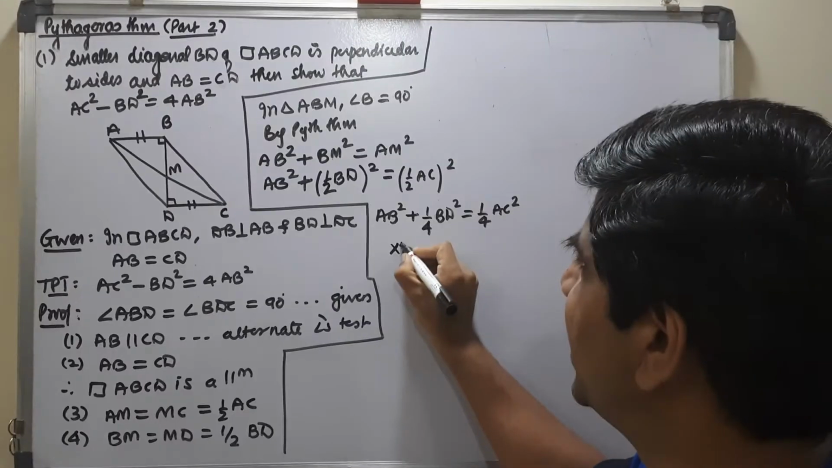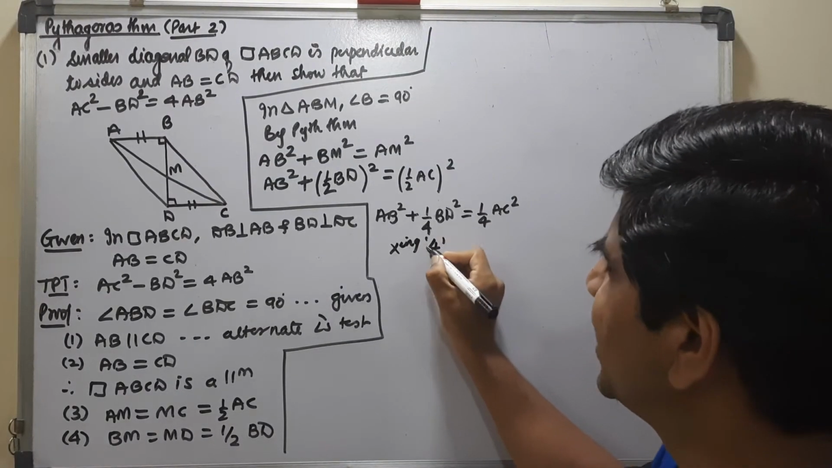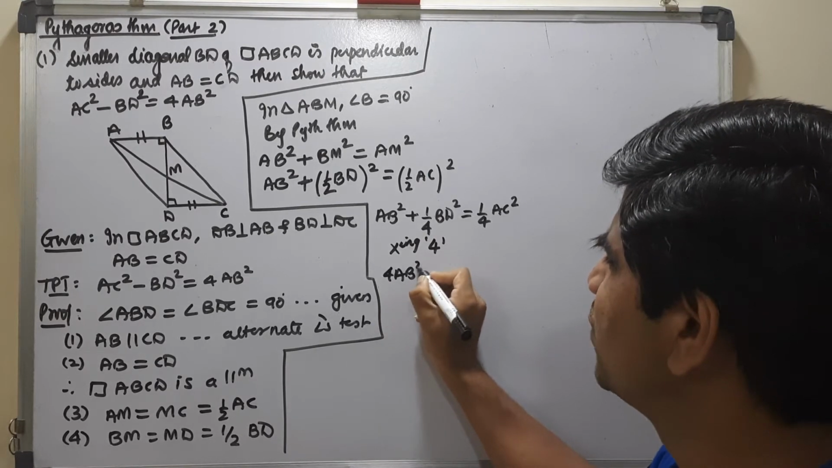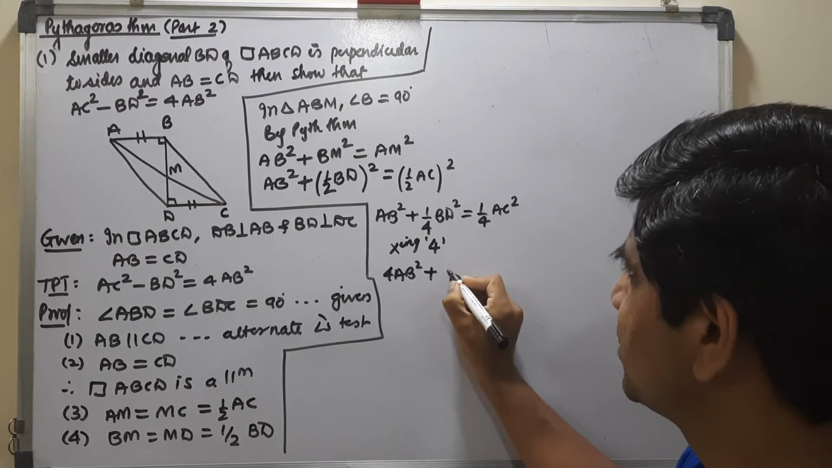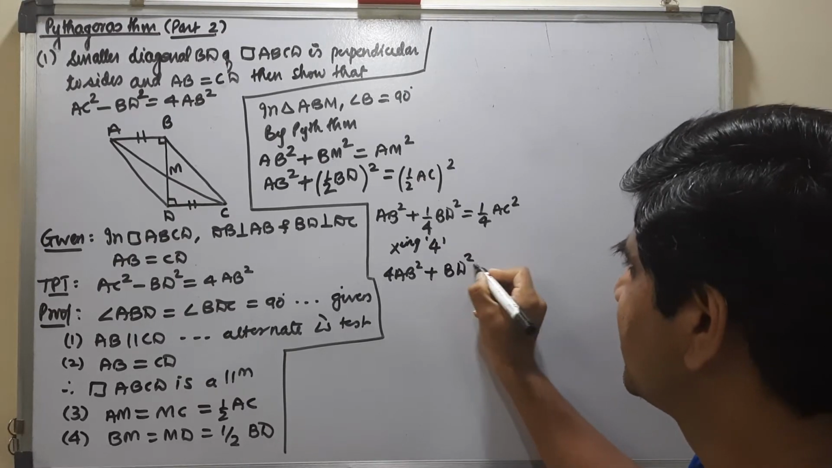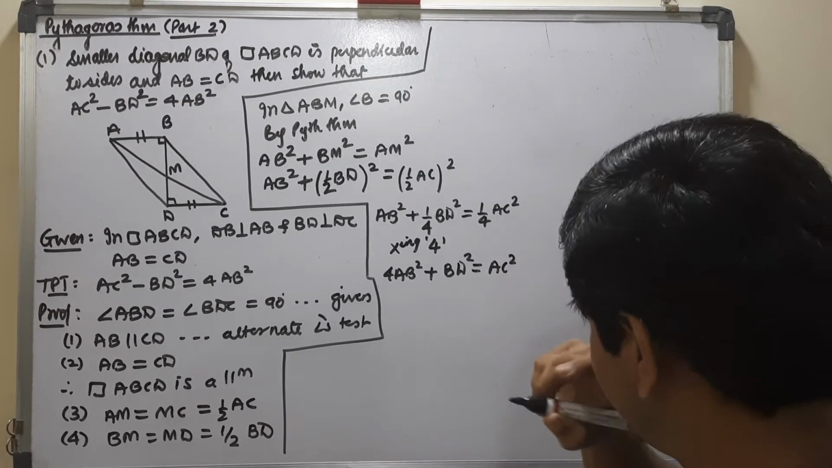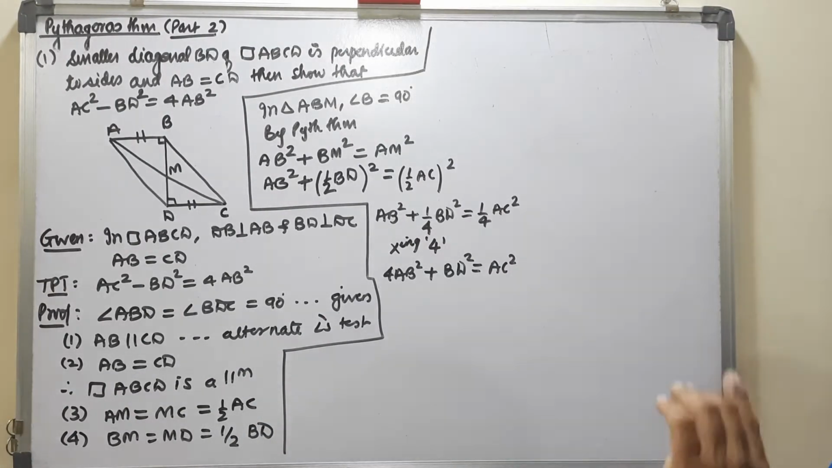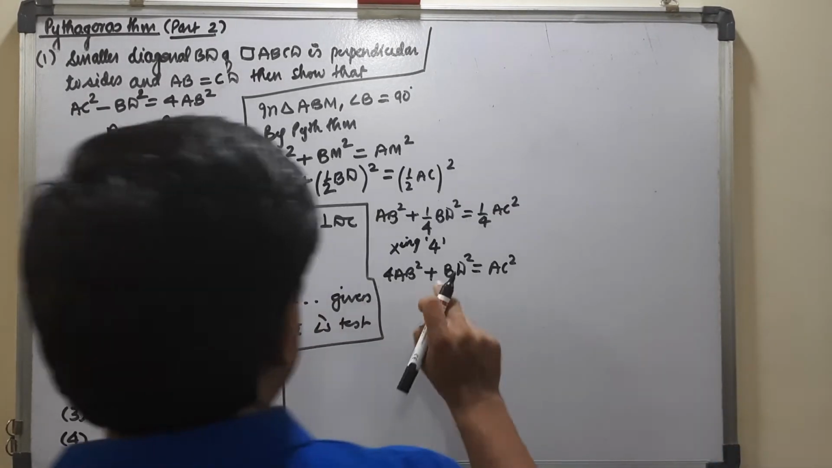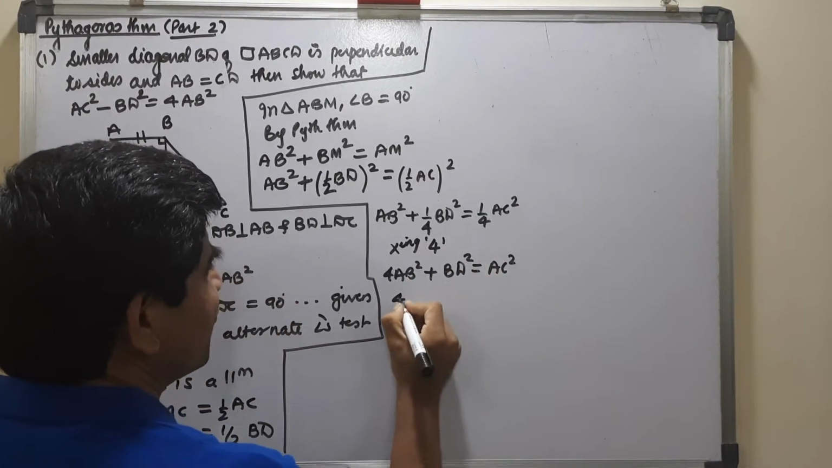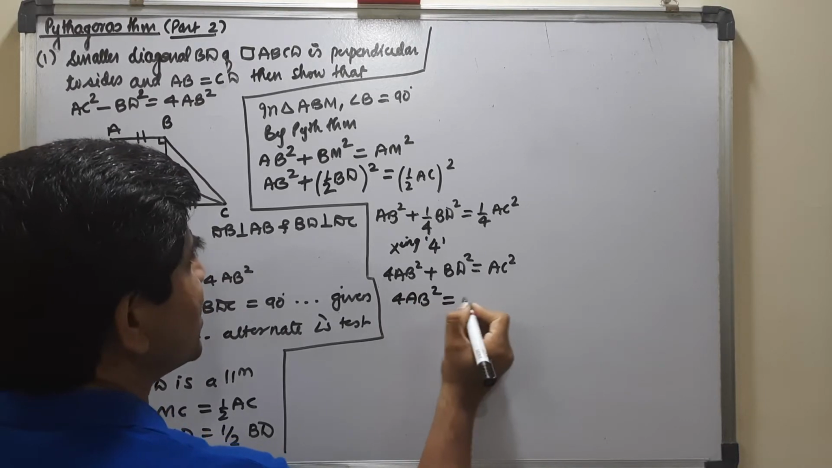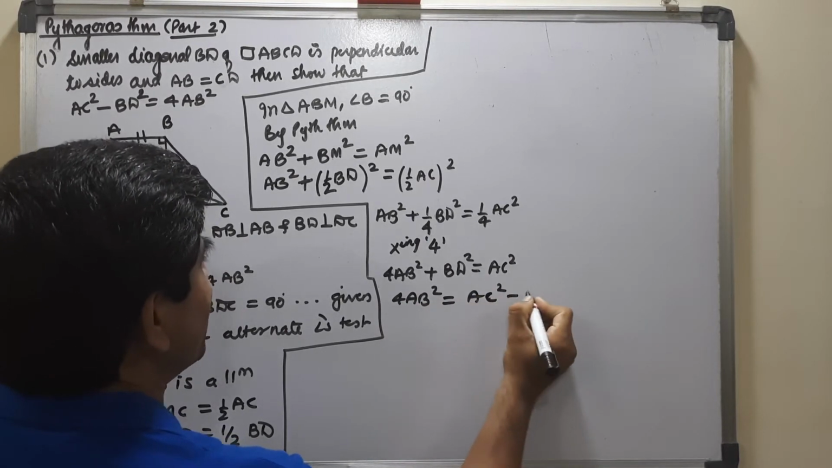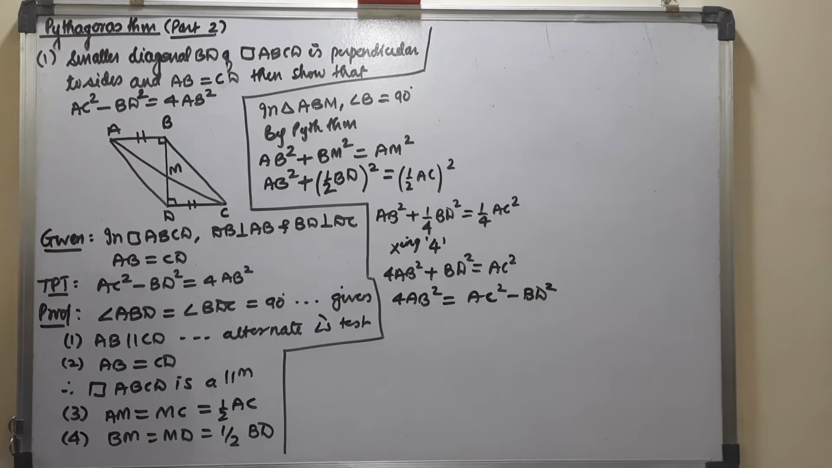So multiplying by 4, you will get 4AB square plus BD square is equal to AC square. I have explained this multiplication in previous session, so go through it to understand it properly. So this BD square goes to the right side to get 4AB square is equal to AC square minus BD square. Okay? I hope this was very simple to understand, very simple to do also.